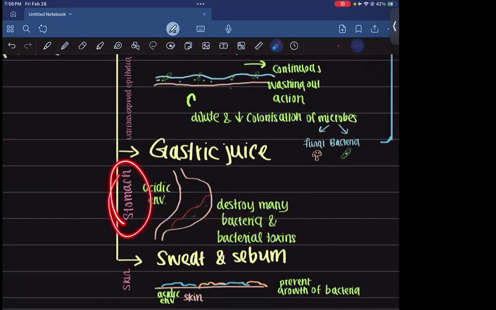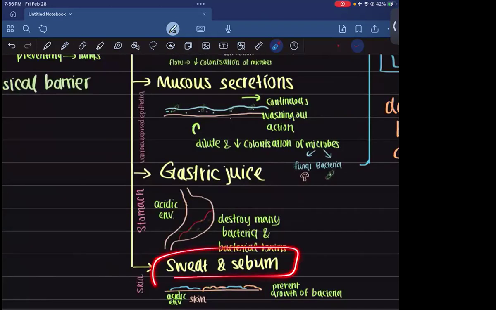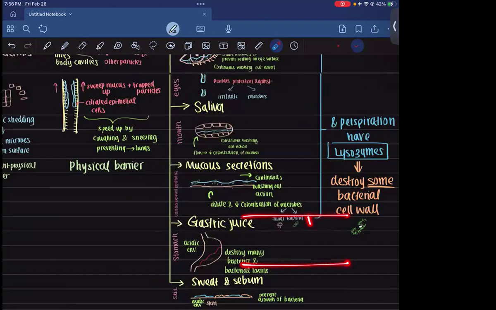This is present inside the stomach. Then finally, you have sweat and sebum. So your sweat glands and sebaceous glands. Inside your skin, if this is the skin, you will be having sweat glands and some sebaceous glands. Okay. So your sweat glands will be secreting sweat and the sebaceous glands are going to secrete sebum.